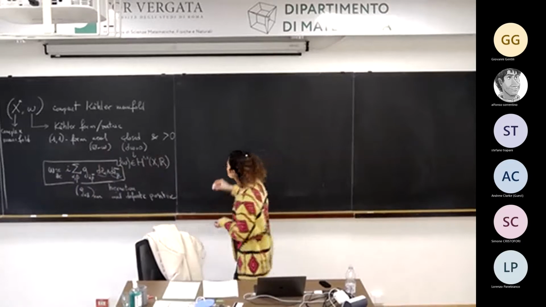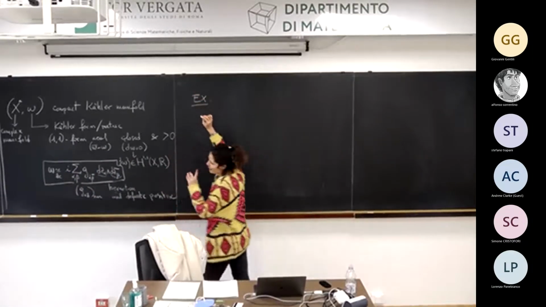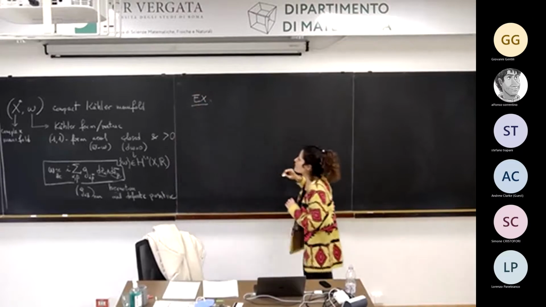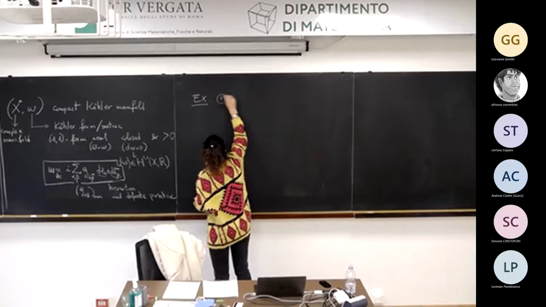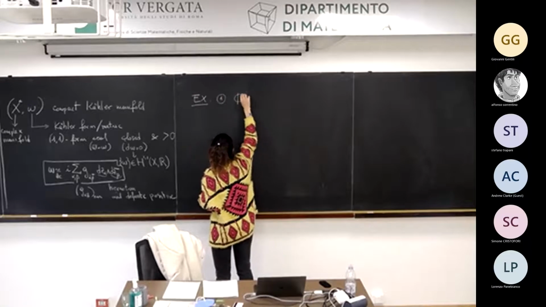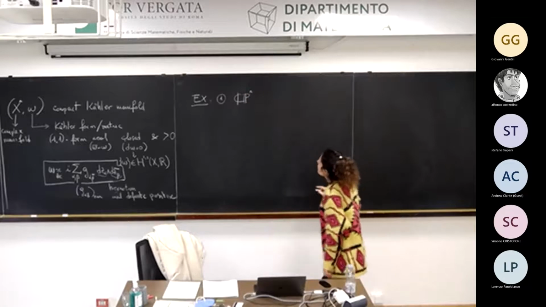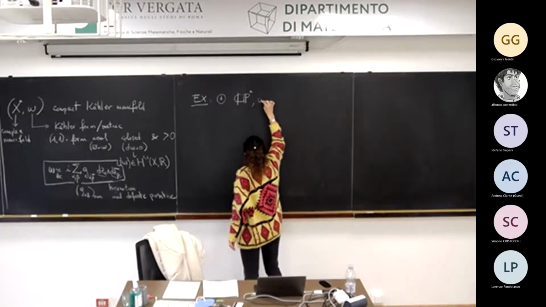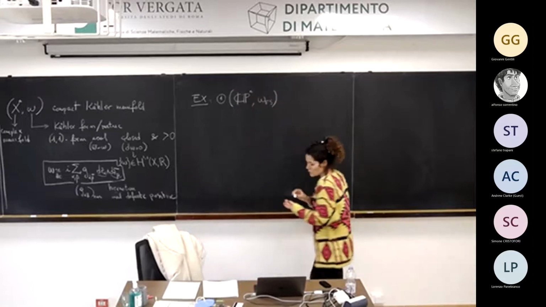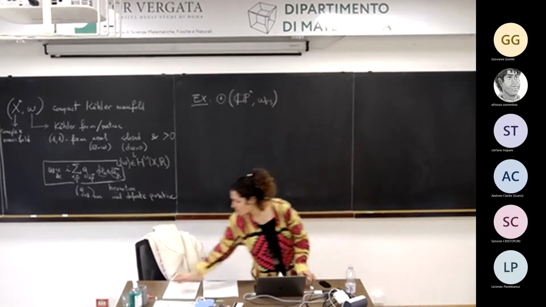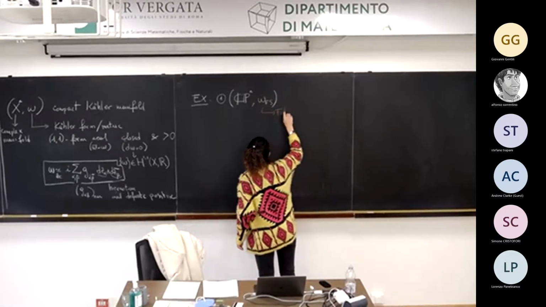So, examples of compact Kähler manifolds. I'm going to put in the word compact. The first example is ℂP^n, the complex projective space of complex dimension n, and this can be endowed with the so-called Fubini-Study metric. This is a very special and famous metric. So this is FS for Fubini-Study.